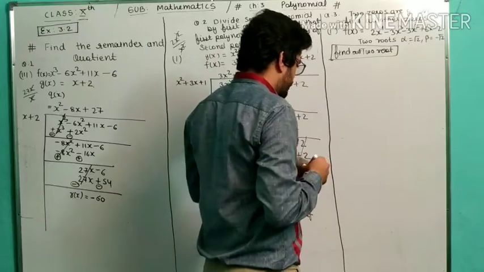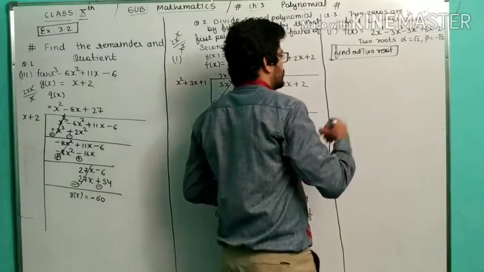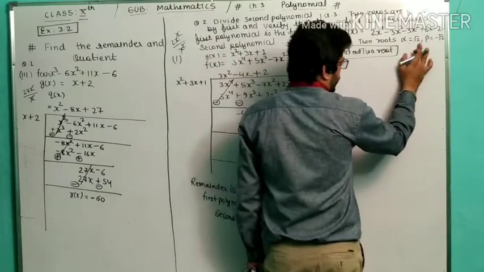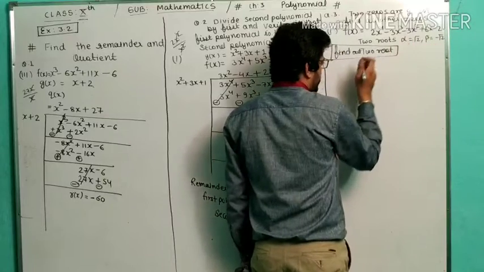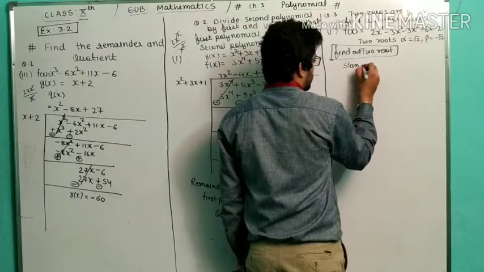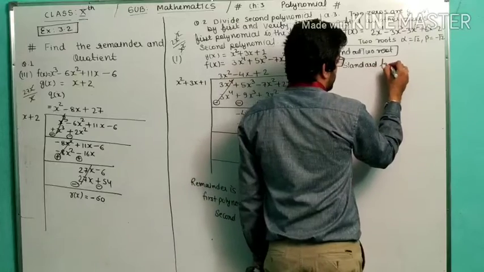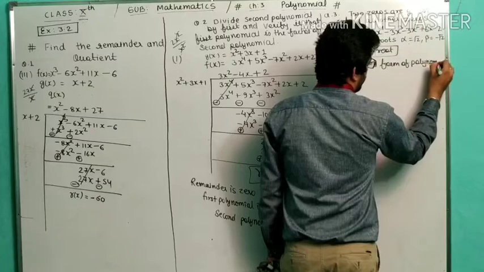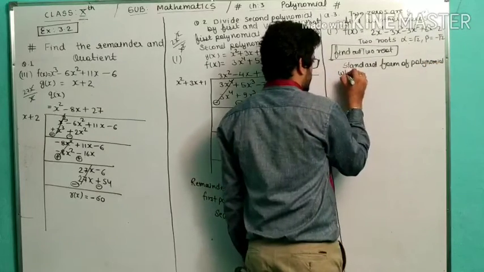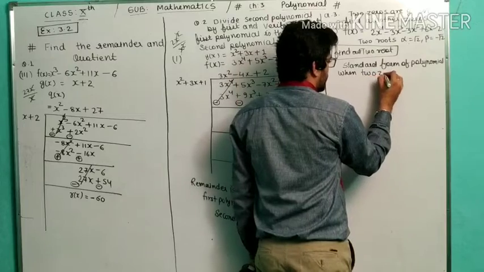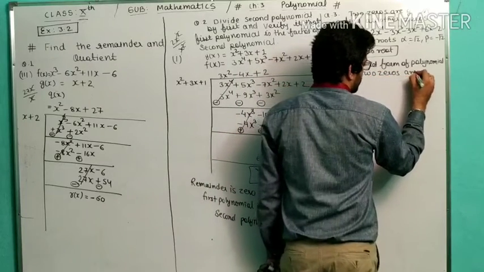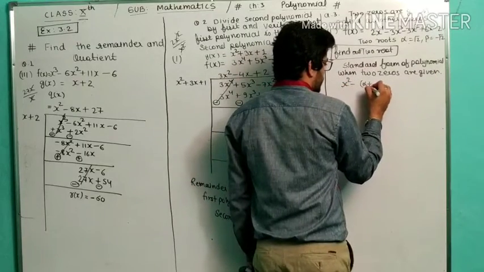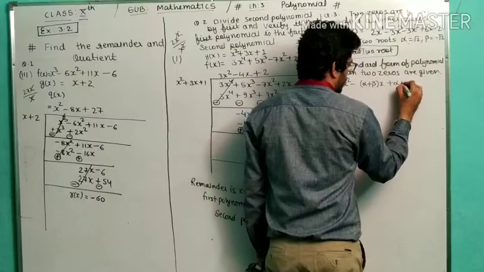And for this what do we have to do? We have to use the basic condition, that is, to make the polynomial. One root is alpha, another is beta. So let's try to make the standard form of a polynomial when two zeros are given. So we know the standard form: x square minus (alpha plus beta) into x plus alpha beta is equal to 0.